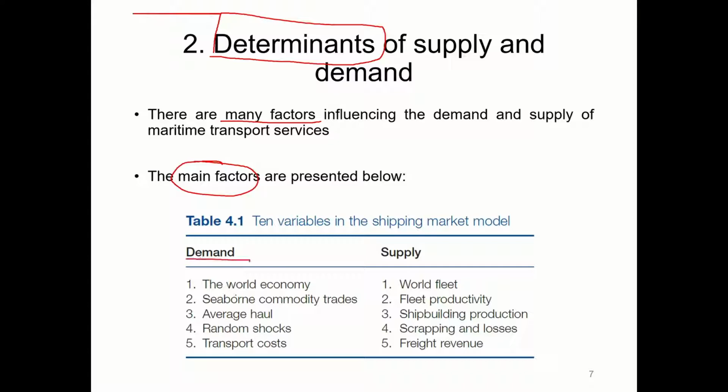For demand, it will be the world economy, seaborne commodity trades, average haul, random shocks, and transport costs. For supply, it will be world fleet, fleet productivity, shipbuilding production, scrapping and losses, and freight rates. In today's lecture, we'll only be focusing on these 5 factors. We will cover these 5 factors next week or in our next lecture.